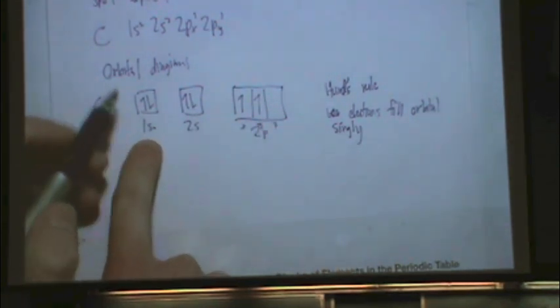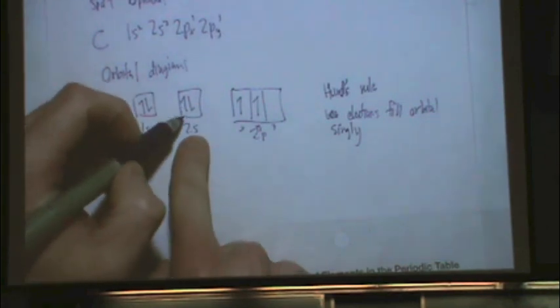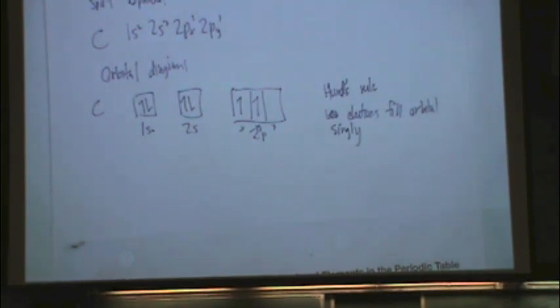So as you saw when I filled this up, I filled up 1s, then I doubled, because there were no other orbitals to choose from. Then it was 2s, 2s. But now when I have more than one orbital to choose from, I fill up each one before I start to double. So that's Hund's rule.